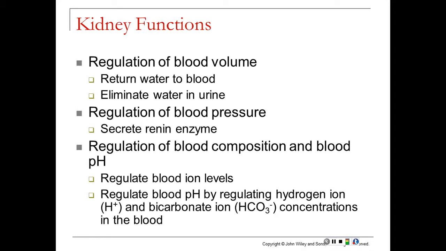Also, to regulate blood pressure, as I mentioned, renin is the specific enzyme that is secreted by the kidneys to help increase blood pressure. They also regulate blood composition and blood pH, regulating blood ion levels, regulating blood pH by regulating those hydrogen ions and bicarbonate ions within the blood.